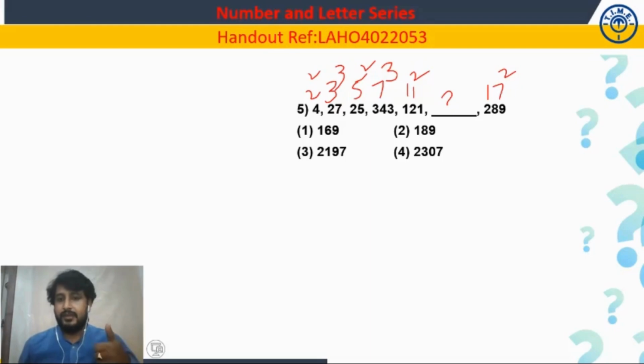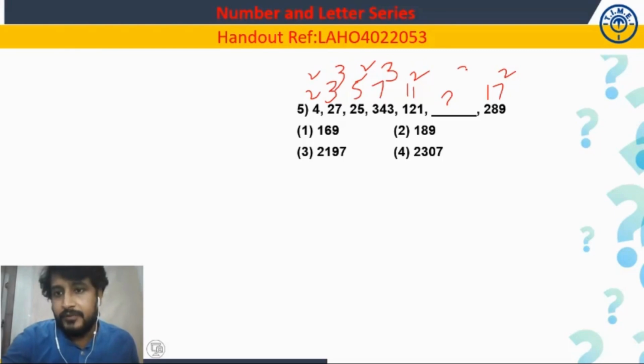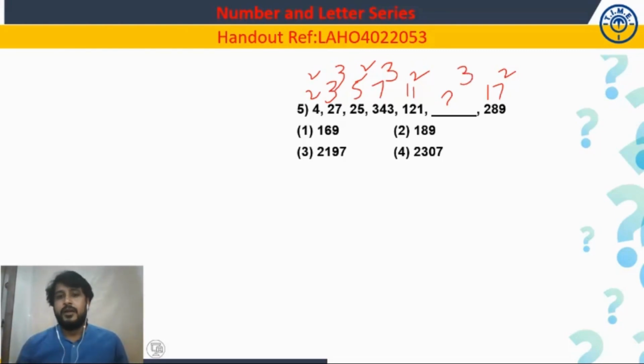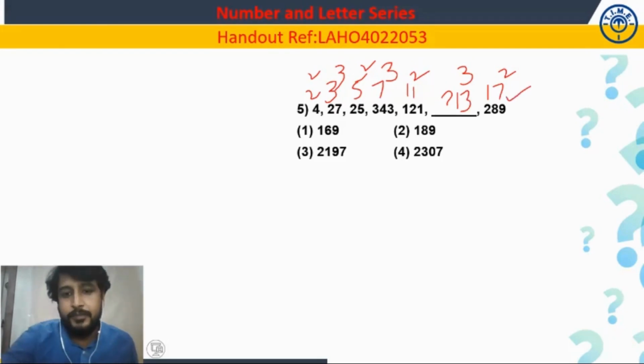Now, the first number is a square and the second number is a cube. Square, cube, square, cube, square. Now, the next should be a cube. So, definitely the next number will be a cube. But which number's cube? 2, 3, 5, 7, 11 are consecutive prime numbers. So, after 11 comes 13, and after 13, 17 is given. So 13 cube. What is 13 cube? 2197. Alternately squares are taken and alternately cubes are taken.